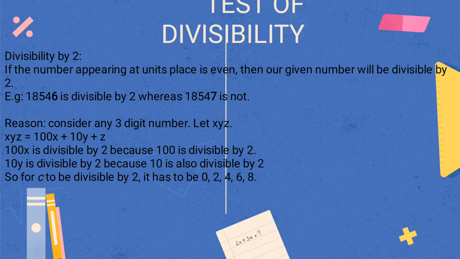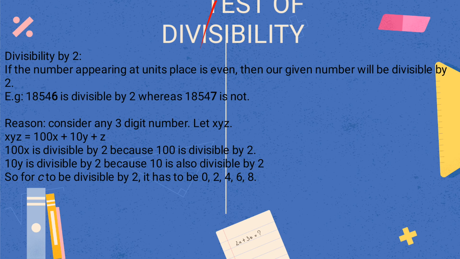You just have to remember that if the digit at the units place is even, then our whole number will be divisible by 2. For example, 18,546 is divisible by 2 just because at the units place we have 6, and 6 is divisible by 2. Students, you don't have to remember the reason why this happens, just go through the reasons once.